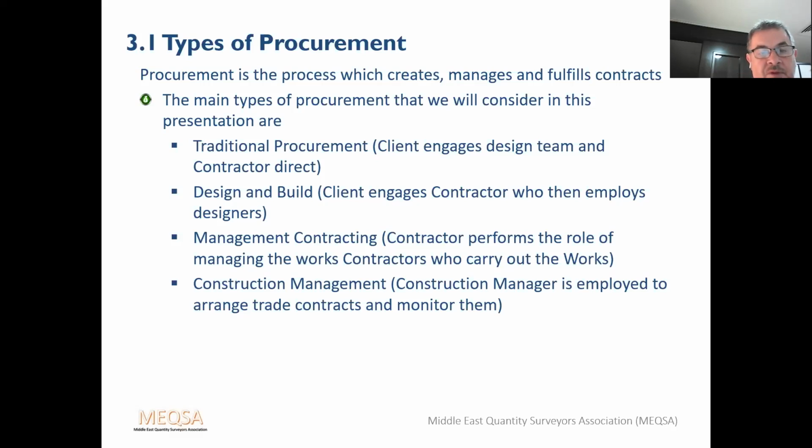Now, today we're going to discuss the 4 main types of procurement. There are other types, but these are the 4 main ones, and you should certainly have a good knowledge of these 4. The traditional procurement, where the client engages the design team and the contractor direct. Design and build, where the client engages a contractor who then employs designers. Management contracting, where the contractor performs the role of managing the works contractors who carry out works. And construction management, where the construction manager is employed to arrange trade contracts and monitor them.